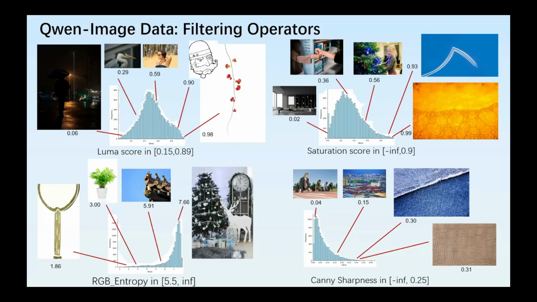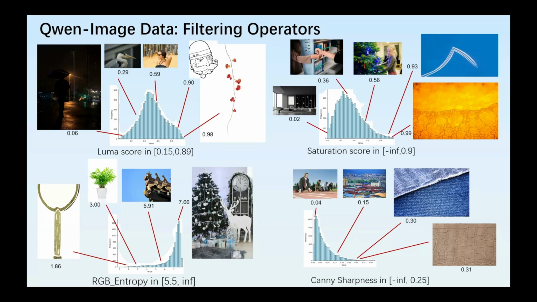Canny sharpness detects edge clarity. We kept it at 0.25 to avoid blurry or noisy images. A sharp photo of people running is kept, but soft focus textures like denim or leather are filtered out. These aren't arbitrary thresholds. They are calibrated to preserve high quality, visually meaningful content while systematically removing noise, artifacts, or low information images.